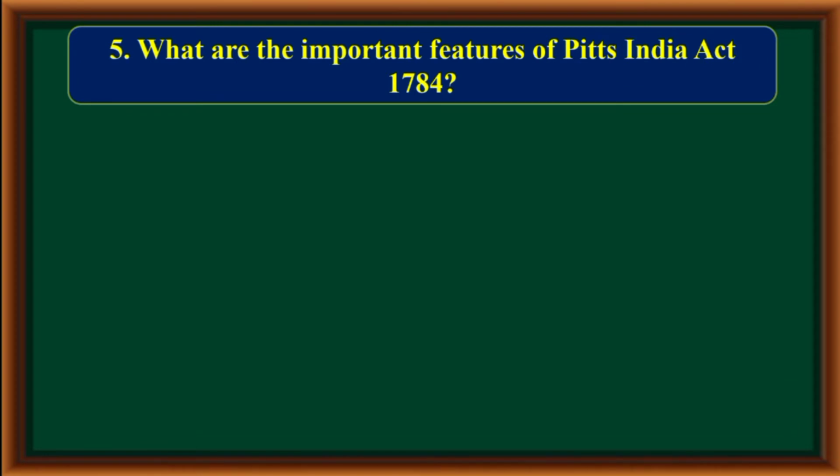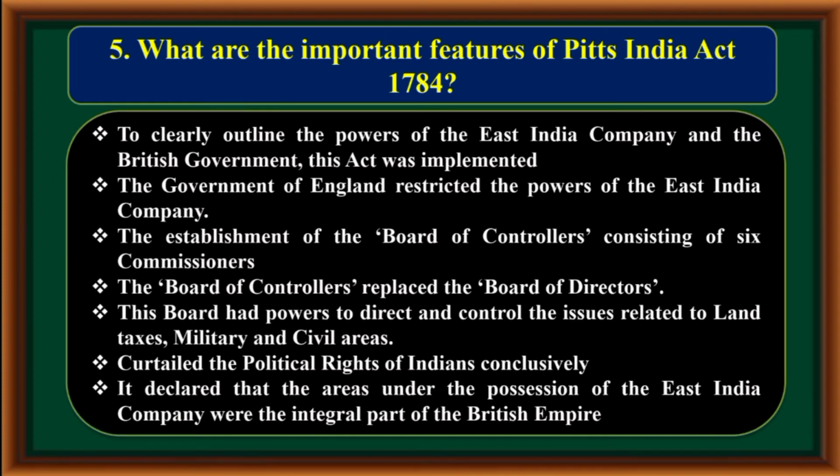What are the important features of Pitt's India Act of 1784? To clearly outline the powers of the East India Company and the British government, this act was implemented. The government of England restricted the powers of the East India Company. The establishment of the Board of Controllers consisting of 6 commissioners. The Board of Controllers replaced the Board of Directors.